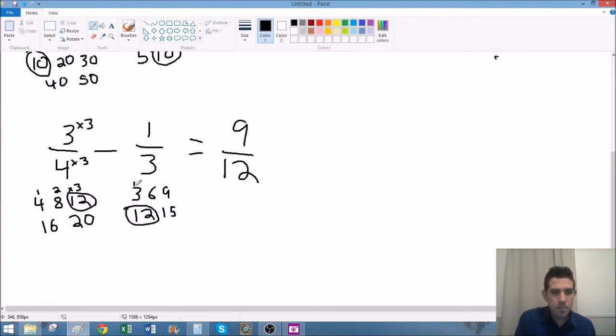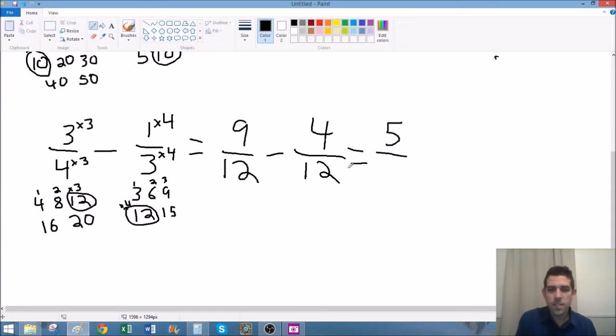Let's see, how many times do I have to count to get to 12? 1, 2, 3, 4. So I'm going to multiply everything by 4. 1 times 4 is 4. And 3 times 4 is 12. And look at that, the trick worked. I have like denominators. Now let's finish it off. 9 minus 4 is 5. 12 stays the same. 5/12.